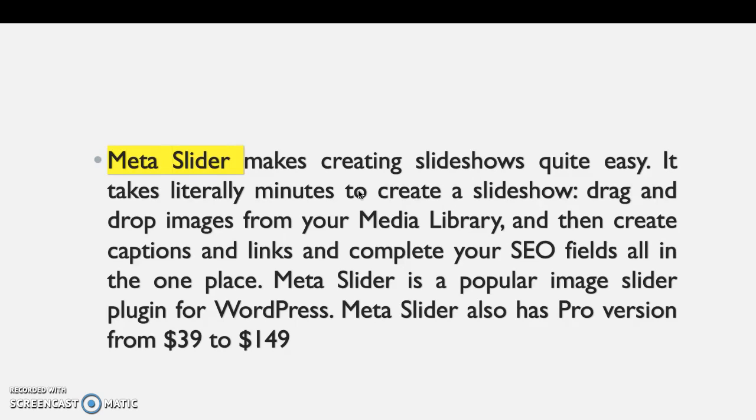Another one is the Meta Slider. It helps you to create slideshows pretty easily, and it just takes a few minutes. You can drag and drop images from your media library, and then create captions and links and complete your SEO fields all in one place. Meta Slider is a popular image slider, just like the Next Gen Gallery. And the Meta Slider also has the Pro version, which goes from $39 to $149, so they differ in price quite a bit.